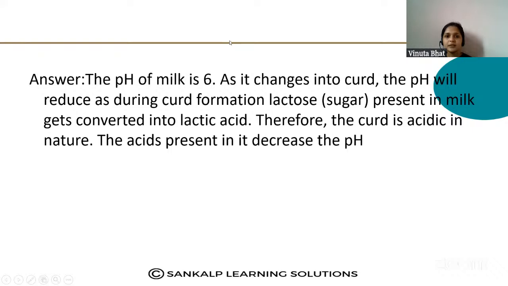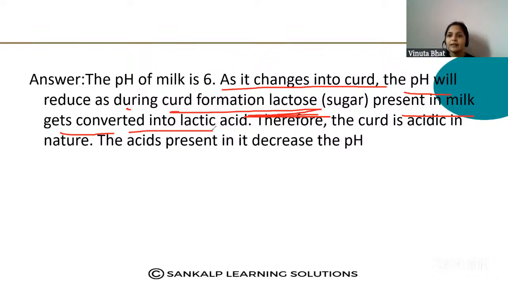Here, the pH of the milk is 6. As it changes into curd, the pH will reduce during curd formation because lactose sugar is present in the milk and it is converted into lactic acid, so the acidic property of the milk will increase. Therefore the curd is acidic in nature. The acid present in it decreases the pH. So because of the acid, the lactose in the milk is converted into lactic acid, and that acid decreases the pH. Okay.